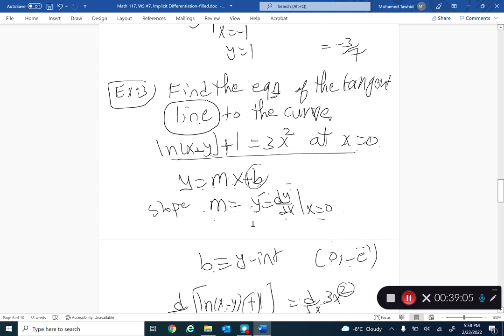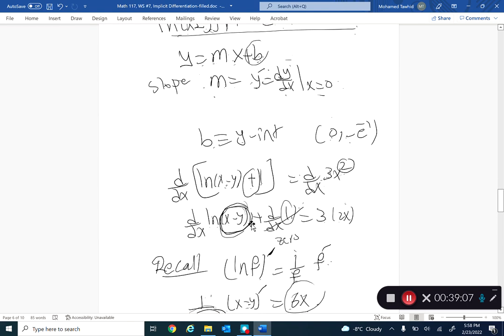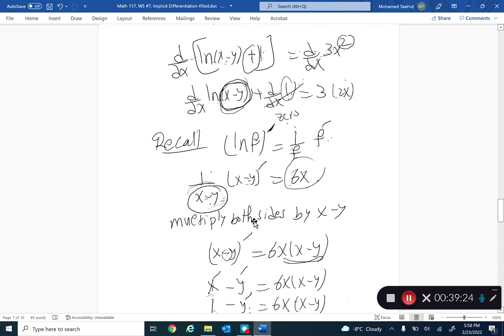Right? So how to go ahead and take the derivative? By taking the derivative of both sides. What you have in the middle is plus, so you have to take the derivative term by term. The derivative of 3x squared, you get 6x. And here, derivative of 1 is 0. What is the derivative of ln x minus y? It will be 1 over f times f prime. So that's what I did.